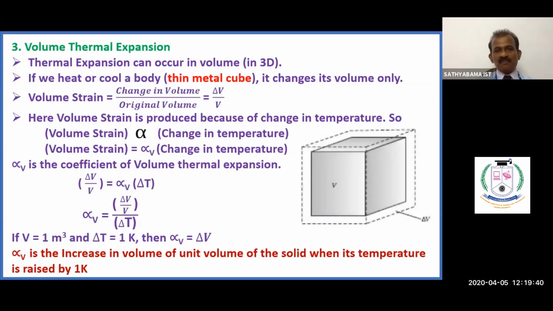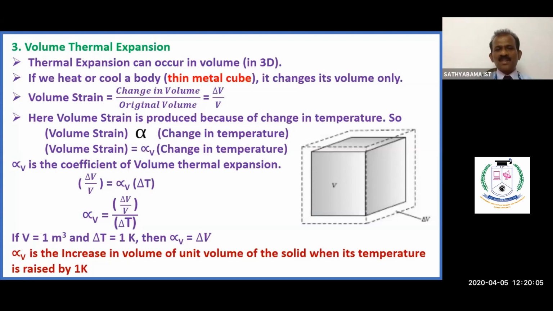Now see the volume. Here the object is in the form of a thin metal cube. Length, breadth and height are reasonable. Therefore we are getting the changes in all directions. Finally we are getting change in volume. So volume strain is produced with the help of change in volume by original volume. We can easily calculate it.